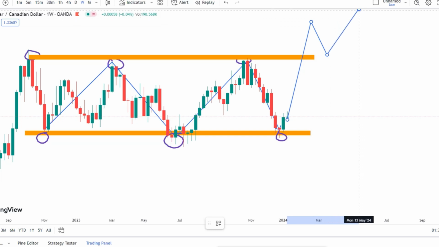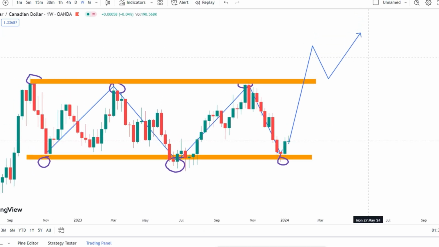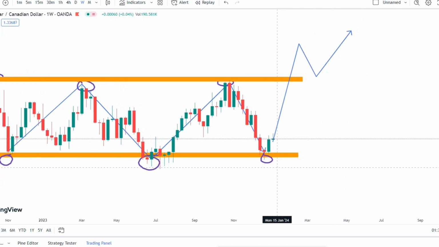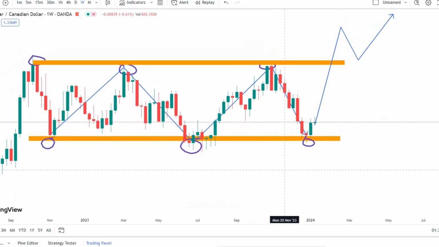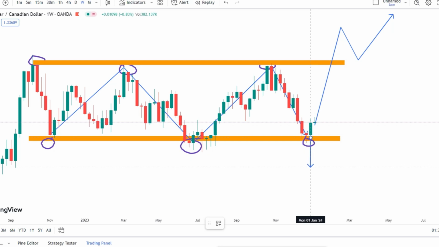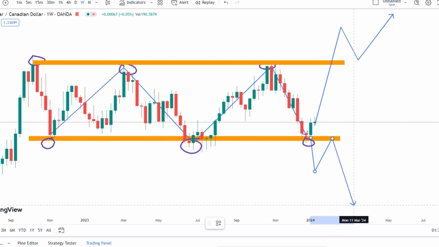And if it didn't happen like that, let's just say the market decides to break on downtrend, we're still going to expect the same thing. It's going to break out, and then maybe around this point right here, the market is going to test the same zone, guys, and after that the market is going to continue on downtrend, easy like that.